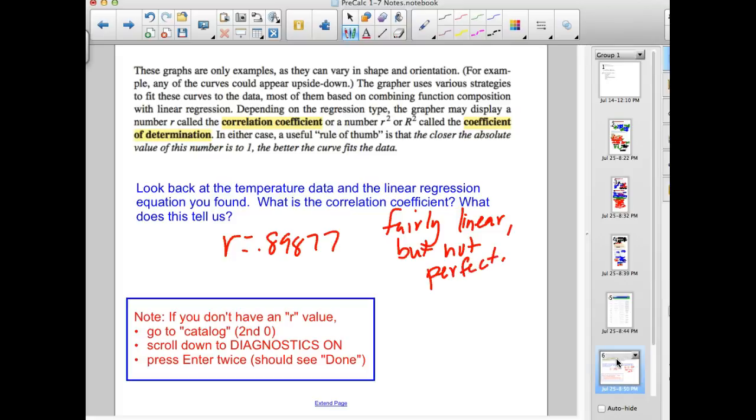Now, if you did not have an R value show up when you did this, you can turn those diagnostics on. You go under Catalog, which is second 0, and scroll down to Diagnostics On. You have to hit Enter twice for it to turn it on and finish the process. Okay?